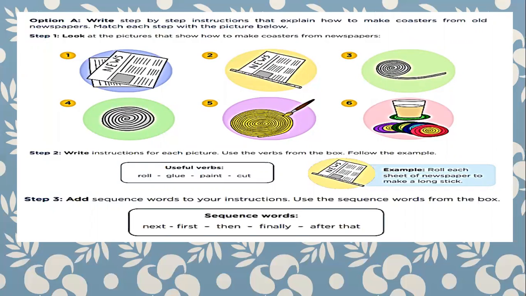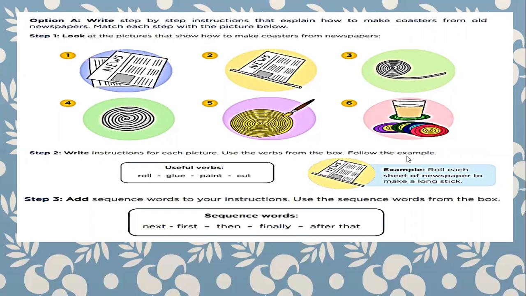Step number 2. Write instructions for each picture. For each picture, use the verbs from the box. Follow the example. Using each picture, you have to write an instruction under each picture. For example, you have the verbs roll, glue, paint, and cut. I explained to you last week the meaning of these verbs. For example, roll each sheet of newspaper to make a long stick.